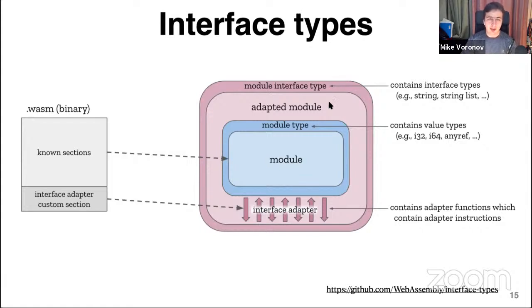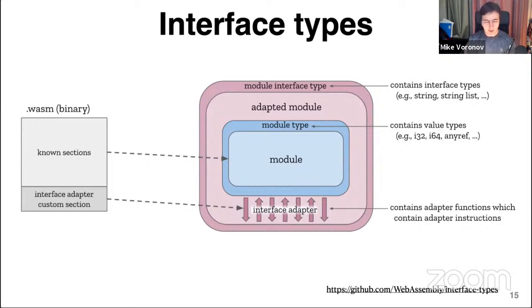Interface types is basically about lifting and lowering types. For example, if you call exports with some arrays, some complex types, then you need to lower them and place them somehow into the module memory, and only after that call the corresponding export. And the same for imports, but for imports you need to lift them. You need to lift them from the raw state in the WebAssembly memory to the external world. So that's it.